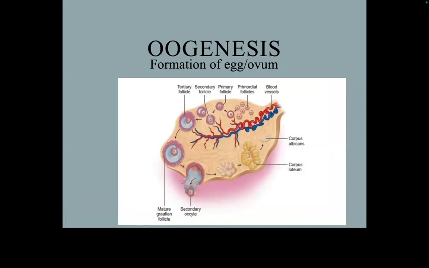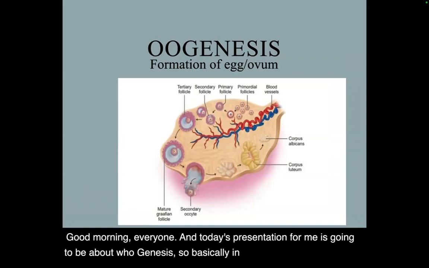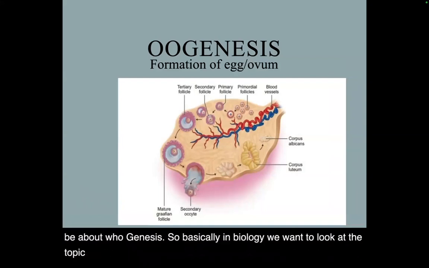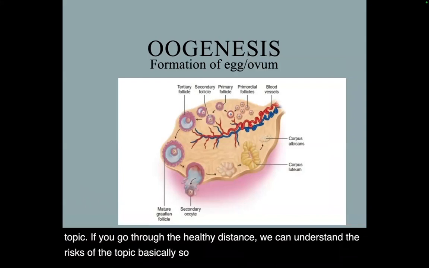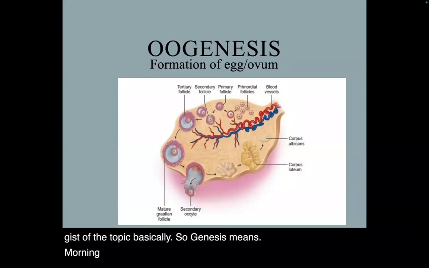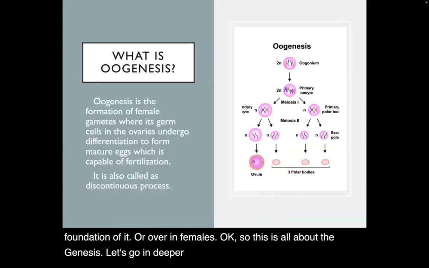Okay, good morning everyone. Today's presentation for me is going to be about oogenesis. So basically in biology, we want to go through the topic. If you go through the heading itself, we can understand the gist of the topic. Here oogenesis means: oo refers to ovo or egg, whereas genesis refers to the formation. So it is the formation of egg or ovo in female. Okay, so this is all about oogenesis. Let's go deeper in the next slides.